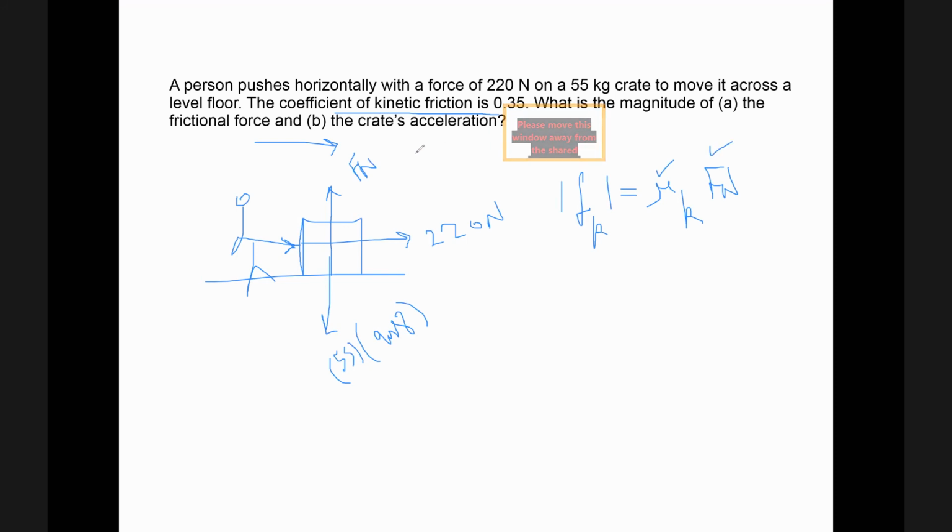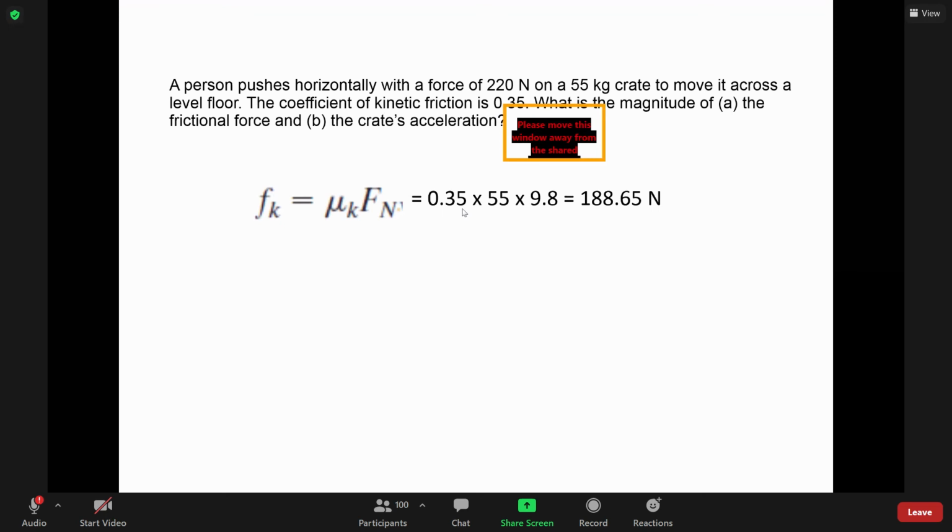Part B, what is the crate acceleration? What do you think the crate acceleration should be? This force minus the opposite friction force should equal ma. So let me show you the solution. Here first Fk is equal to mu k Fn. So mu k 0.35 times mass 55 times 9.8. This is Fk, the kinetic frictional force.